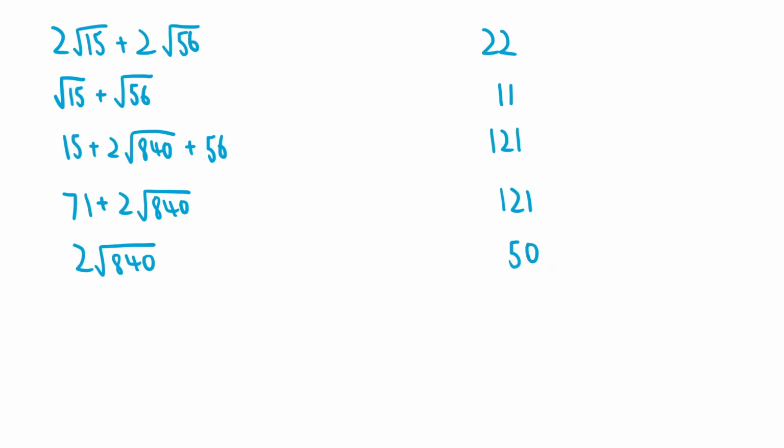We just need to square both sides again to get rid of the square root term. If we square both sides, then the left-hand side becomes 4 times 840, and the right-hand side becomes 2,500. 4 times 840 is equal to 3,360, and the right-hand side stays the same. 3,360 is greater than 2,500, so we can conclude that the original left-hand side expression, square root of 2 plus square root of 3 plus square root of 5, is the greater of the two expressions.